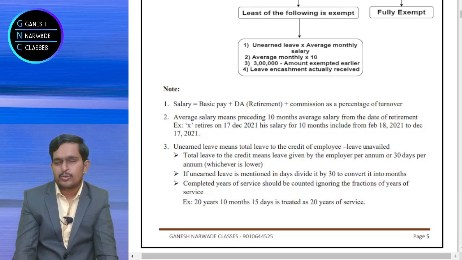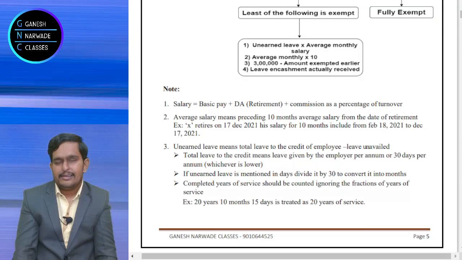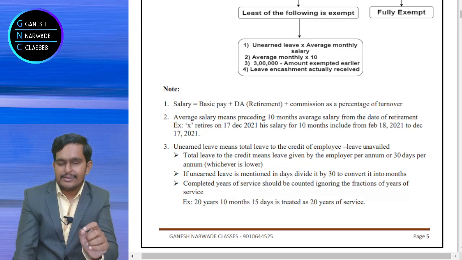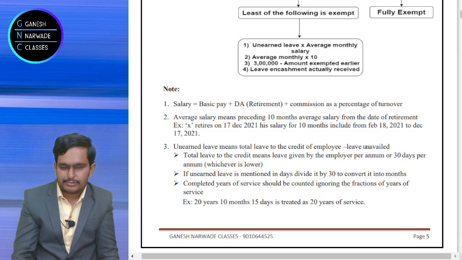Suppose your employer gives 20 days leaves only. Then income tax says 30 or 20, whichever is lower. So maximum leaves in a year can be 20 days only. Right? It is the least of the following two. As per income tax, 30 days. As per employer, 20 days. Whichever is lower, 20 days. So 20 days is the maximum leaves which you can take.